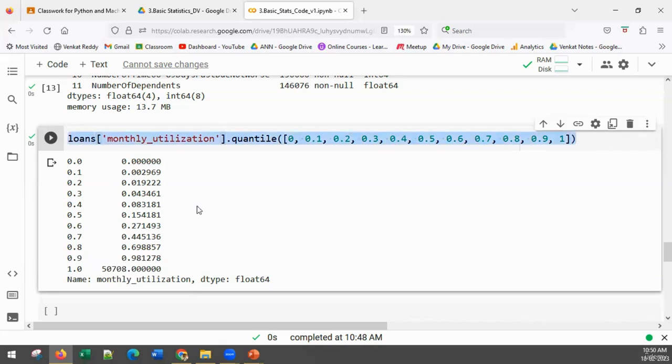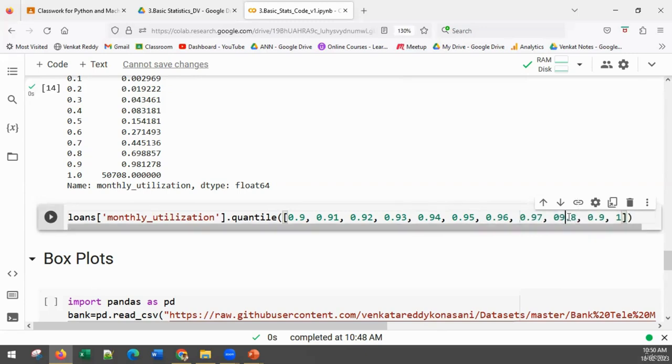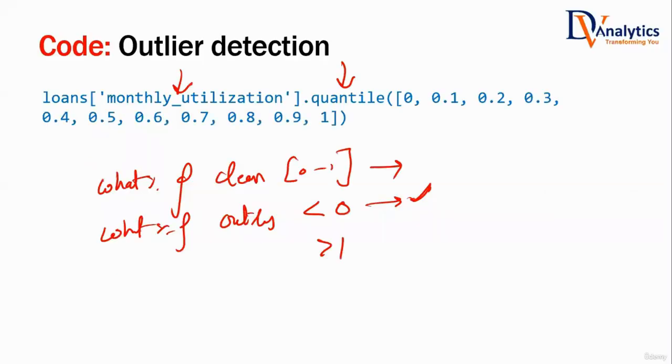Again, segregate the 10%. 91, 92, 93. Write 91 down. You cannot assume that the rest of the 10% all has issues. 93, 94, 95, 96, 97, 98, 99, until 100%. Do that now and tell me how much of the data is clean, which is between 0 and 1, and how much of the data is greater than 1, outlier data.